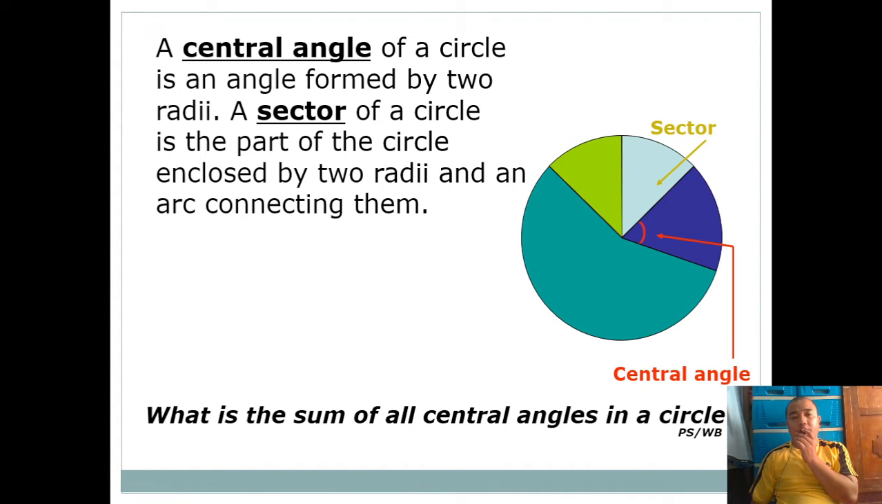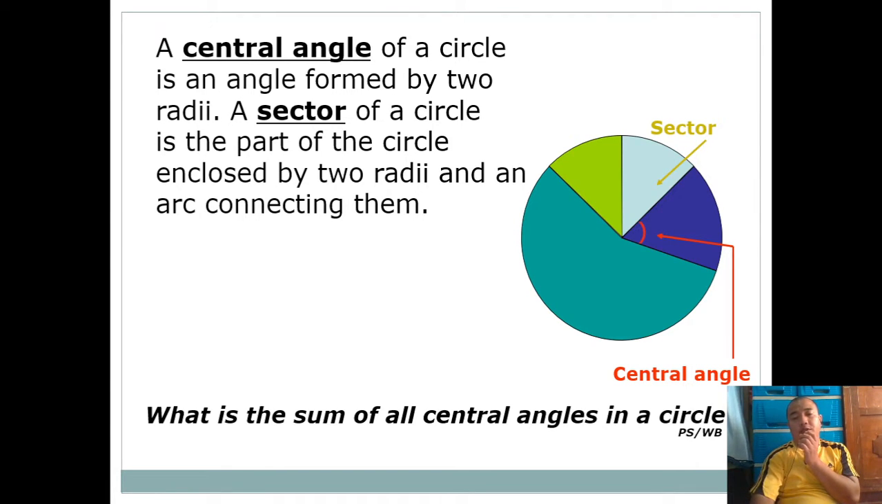How about a sector? A sector of a circle is a part of the circle enclosed by two radii and the arc connecting them. So this is what we call a sector, the light blue here. Also the yellow color here is what we call a sector, and another blue one. These are what we call sectors of a circle.